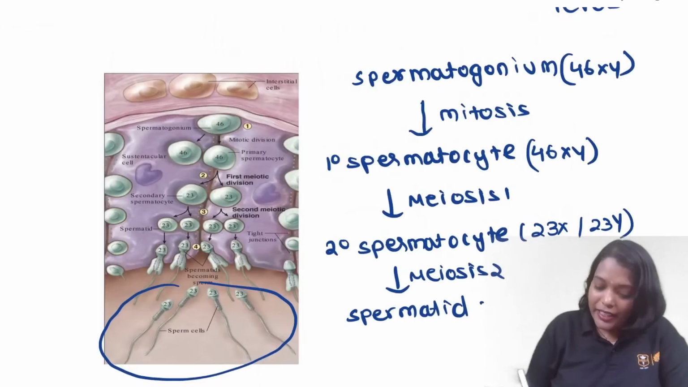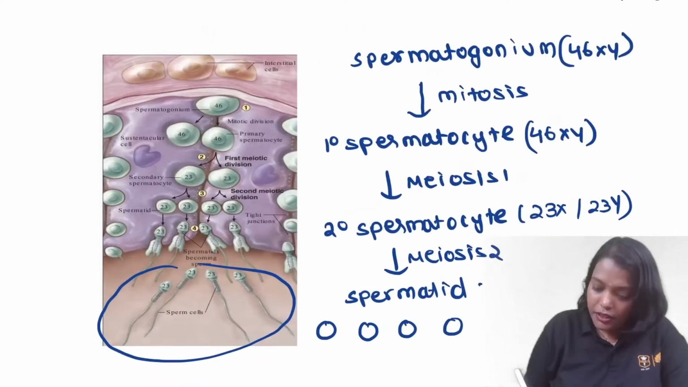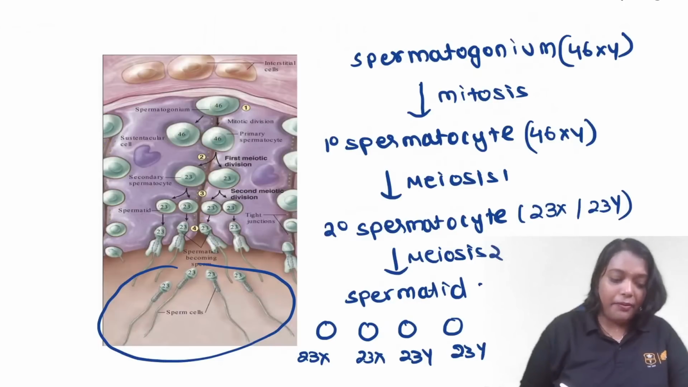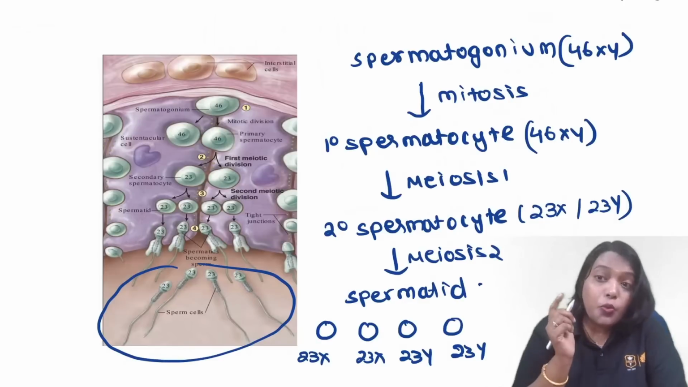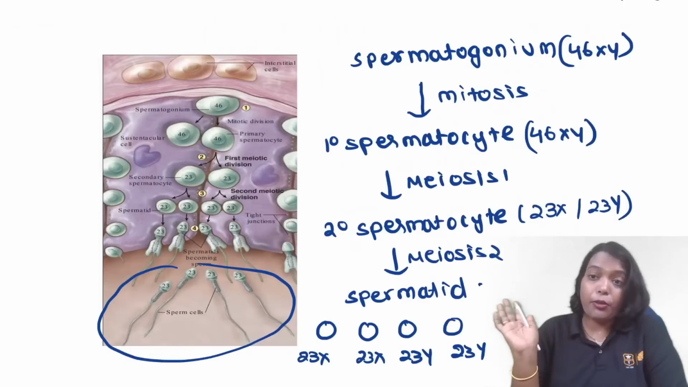So spermatids are the round cells. This will again be either 23X or 23Y. So let us be very particular: meiosis 1 is a reduction division, the number of chromosomes becoming half.